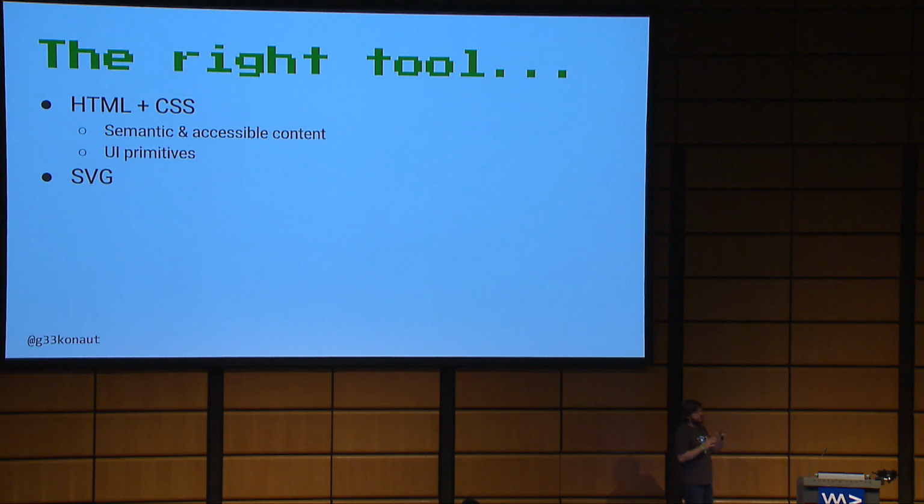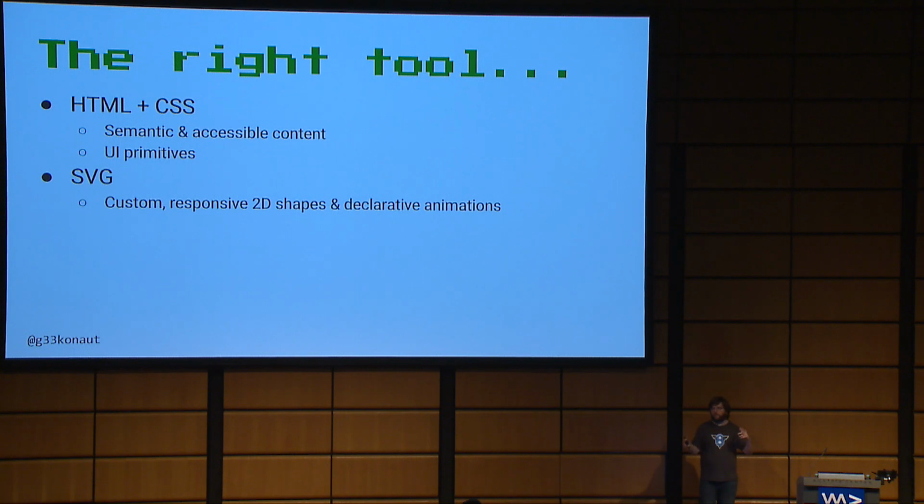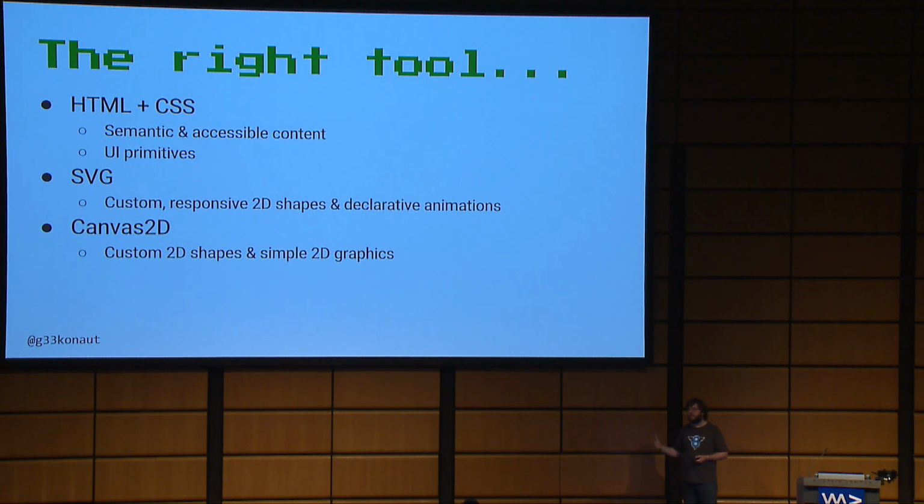SVG is great if you want to do image content or animations that have to scale nicely. So if you need shapes or animations, diagrams that are really responsive to the size of the device and can adapt to the content that they are embedded within, then SVG is the right tool for this. Canvas 2D is great if you have simple 2D shapes and very simple two-dimensional graphics operations that are not taking a long time.